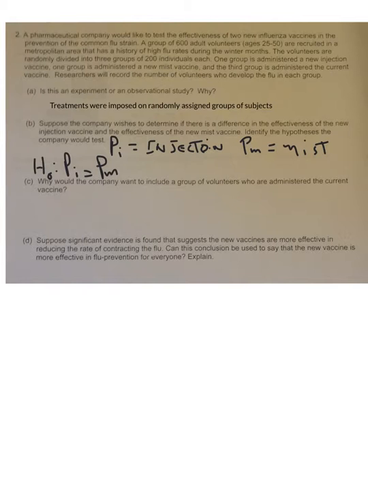So of course we're going to say that the null hypothesis is that there's no difference: the number of people that get the flu after the injection and the number of people that get the flu after the mist is equal. Versus, what would you think? We're just looking to see if they're different or not. So we should just put the alternative hypothesis, HA, is that the proportion of people who get the flu after the injection is not the same as the proportion of people who get the flu after the mist. There you go.